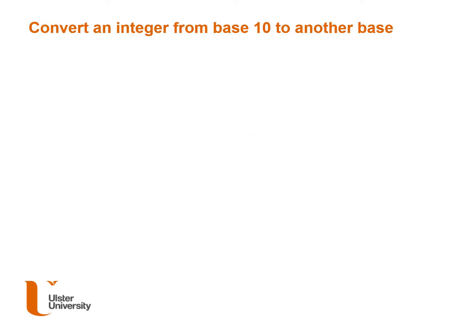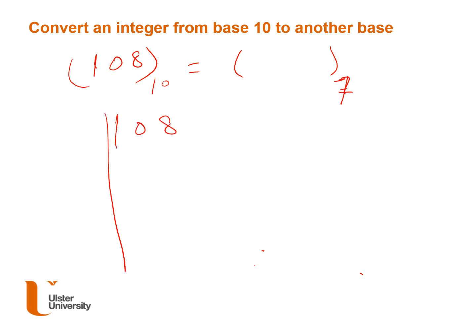To convert an integer from base 10 to another base, we use the method of division. Let's take any number. For example, we're going to take 108 in base 10, and we need to convert it into, let's say, base 7. We will be dividing 108 by 7 in this way. How many 7s are there in 10? There is 1, and the difference is 3.